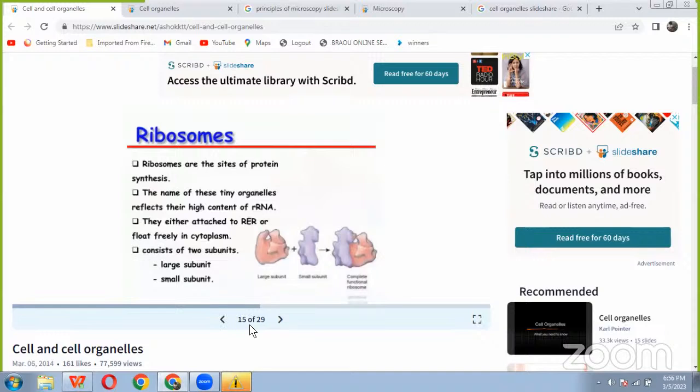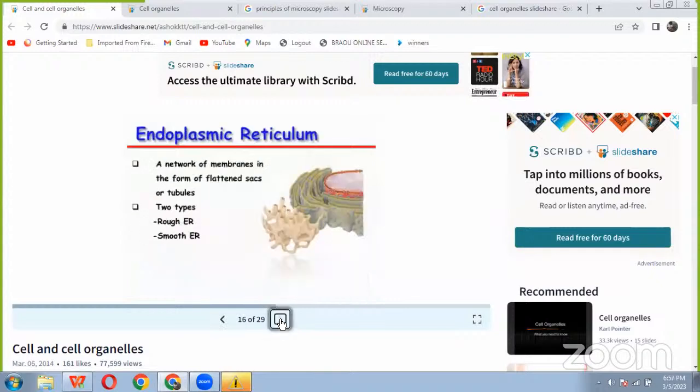These are the ribosomes. What is the importance of the ribosome? The name ribosome was given by Palade. The main importance is protein synthesis. They contain a high amount of rRNA.